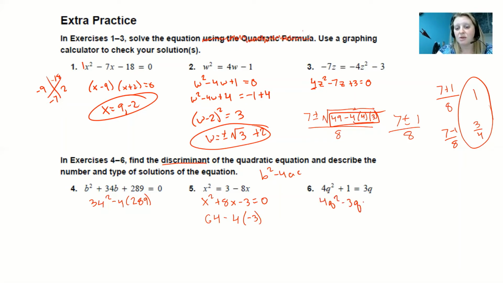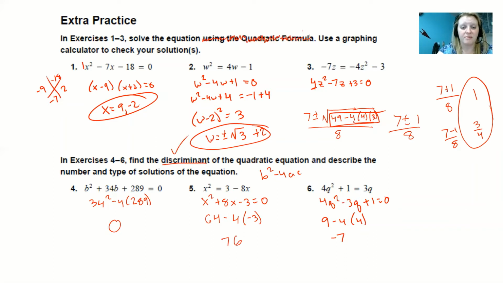we're going to subtract 3q, get this equal to 0, and then we're going to do b squared minus 4ac, and this time c is 1. I don't need to write times 1. That doesn't change anything. So if I were to touch this on a calculator, I should get 0. This would become 64 plus 12, which is 76, and 9 minus 16, which is negative 7.